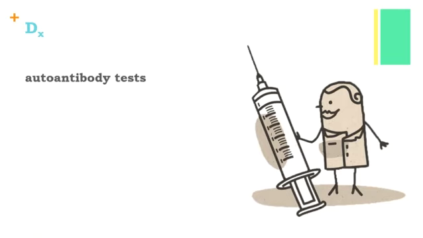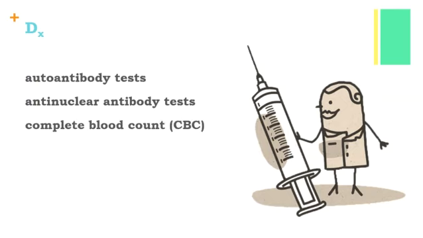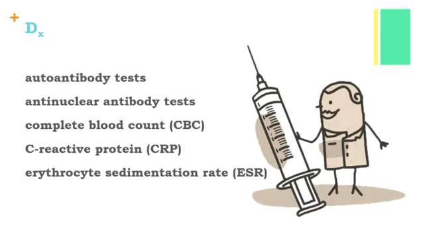First, let's name autoantibody tests. They will look for specific antibodies to the tissues. Antinuclear antibody tests will look for antinuclear antibodies. Complete blood count will measure the numbers of red and white cells in the blood. Elevated CRP is an indication of inflammation. Erythrocyte sedimentation rate will indirectly measure how much inflammation there is.